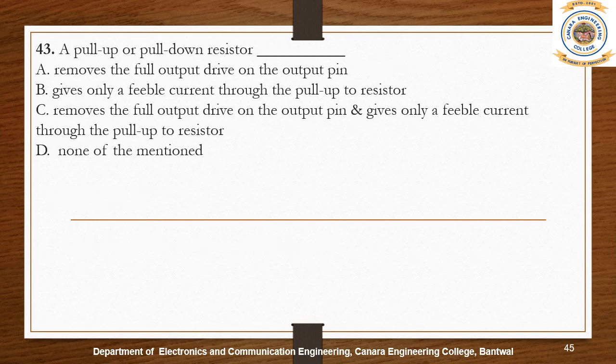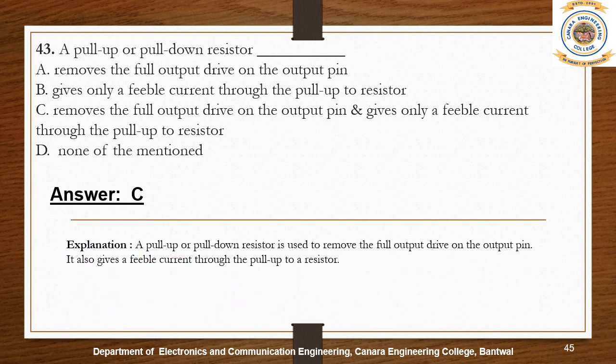The pull up and pull down resistors are used to remove the full output drive on the output pin. The inputs that are provided may not have sufficient current to drive internally to a controller or a processor. So in such cases, there will be pull up resistors that will give a feeble amount of current, or the required amount of current, to drive that particular pin.